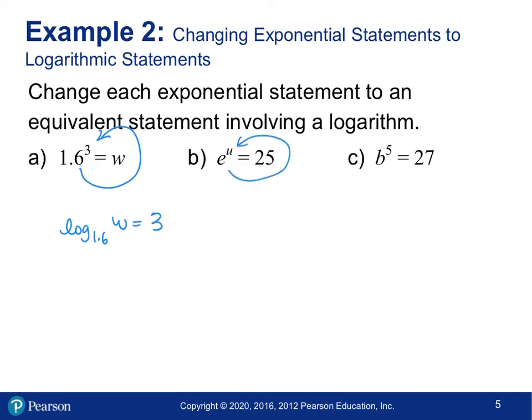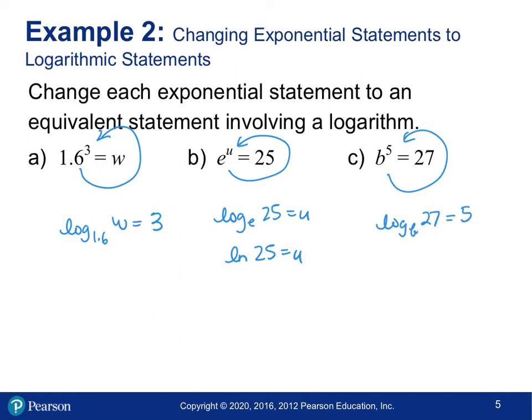Same thing here. When it's log base e though, we normally don't write log base e of 25 is equal to u. We write ln, the natural log. I would much prefer to see that. Don't leave log base e. Okay, and then this one, it would be log base b of 27 is equal to 5. That's how you would write it.